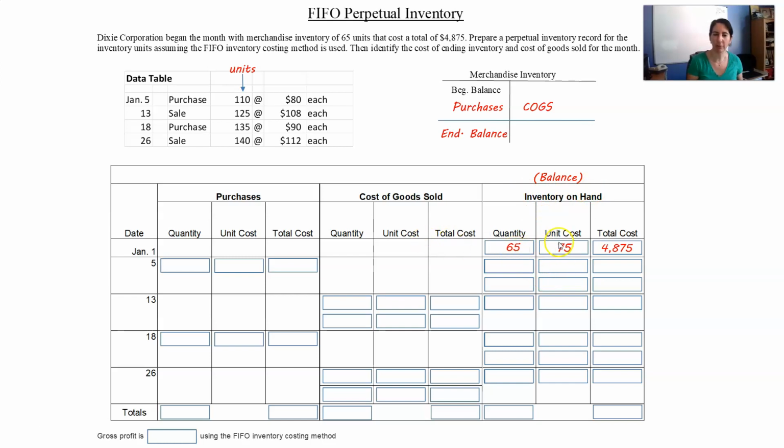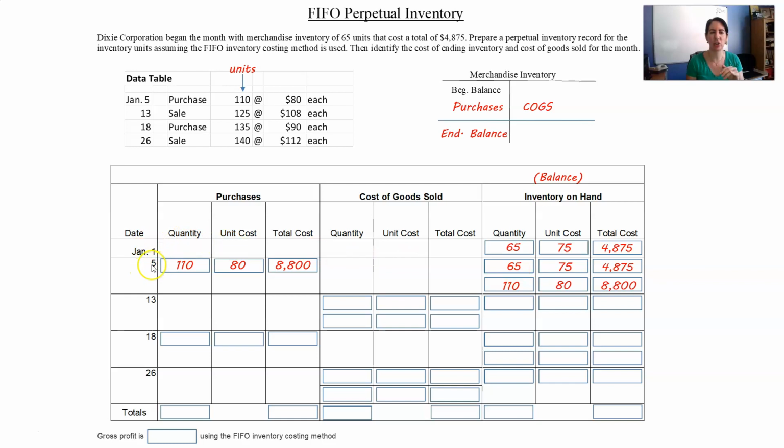So here we go. We're starting off January 1st. We've got 65 units at $75 each for a total of $48.75. And then January 5th comes along and we buy another 110 at $80 each. So we have 110 units at $80 each, which is a cost of $8,800. Now this is the important part. We're saying, okay, now we have 2 layers of inventory. We've got 65 at $75, and we've got 110 at $80.